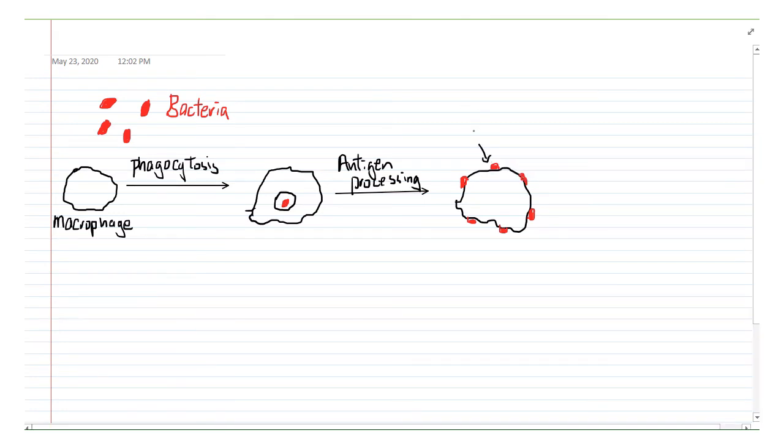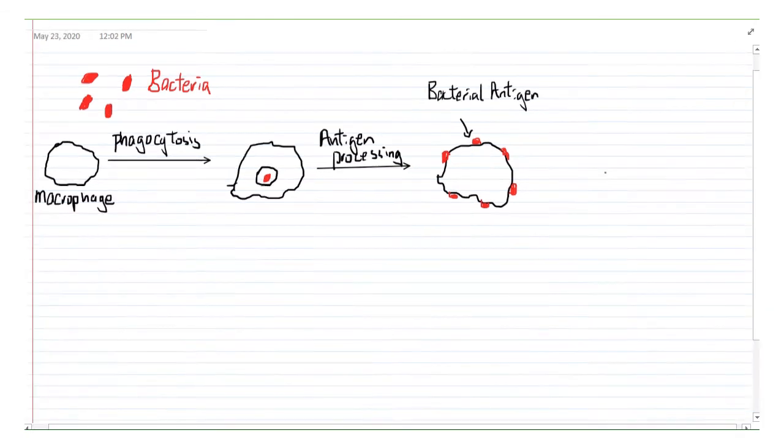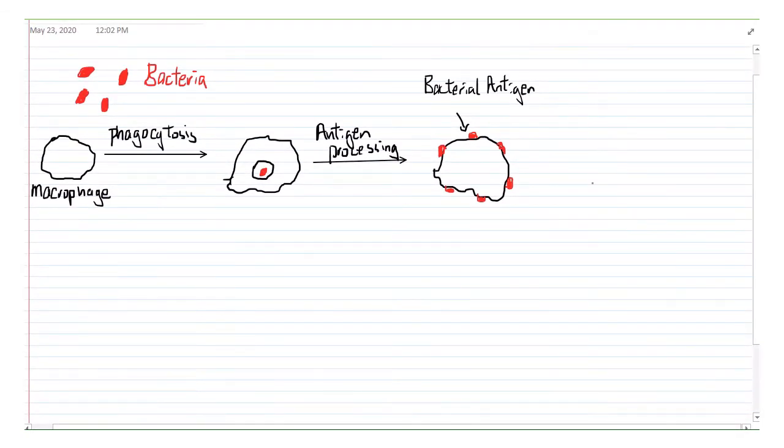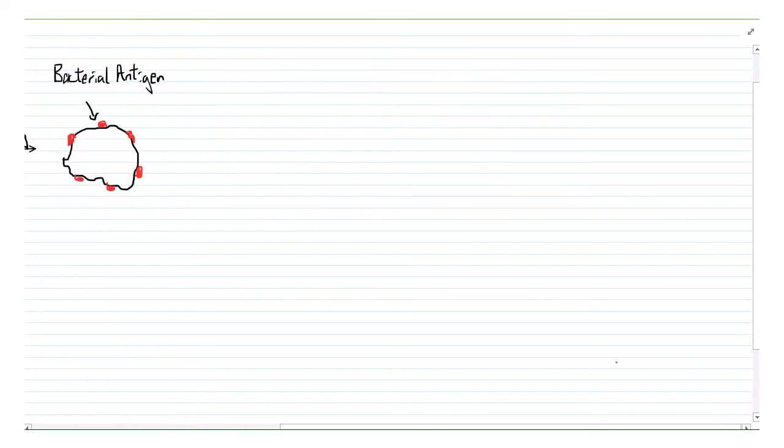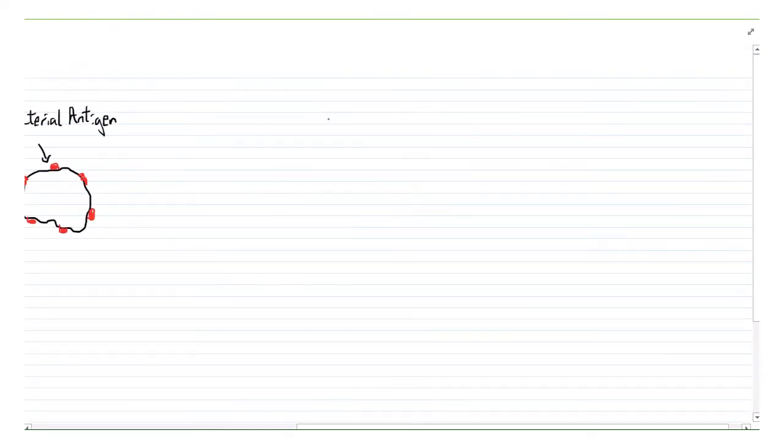So these red circles are bacterial antigens. Okay, so this process is called antigen processing, right? So let's go ahead and skip to another thing for now. Okay, we'll come back to this in a second.